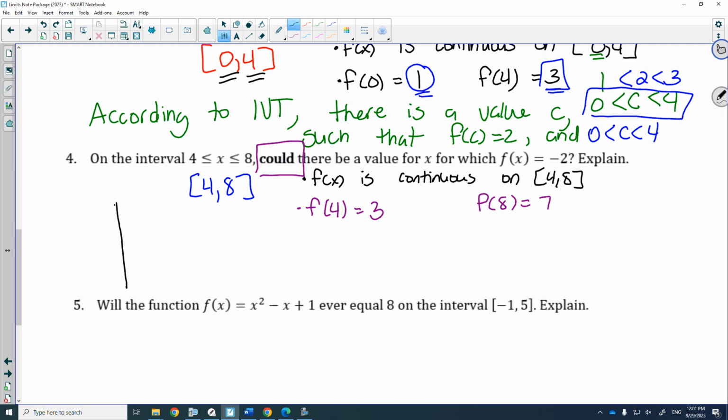So here's what I want you to draw. I want you to draw those 2 points. When x is 4, y is 3. So let's just draw x is 4, y is 3. So just draw that point. And x is 8, y is 7. So draw that point.